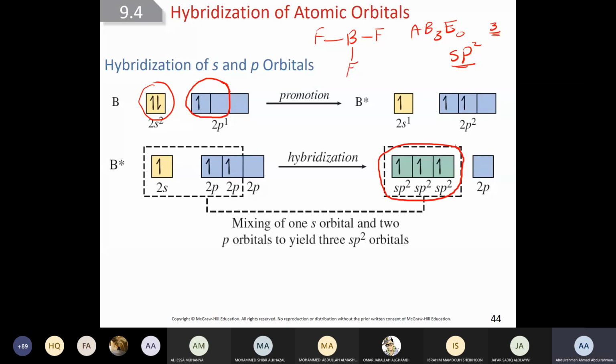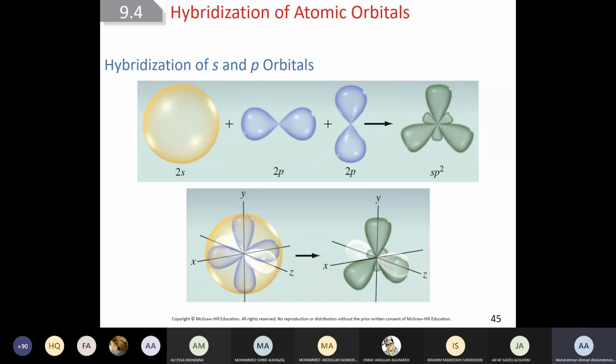And 1p orbital, which is this one, will stay empty. And that's how they mix. And then we have 3 sp2 orbitals, and then the fluorine will come and interact with the other elements like this. Again, this is the s, and this is the 2p, and this is the 2p. They will mix together to make these new 3 orbitals.